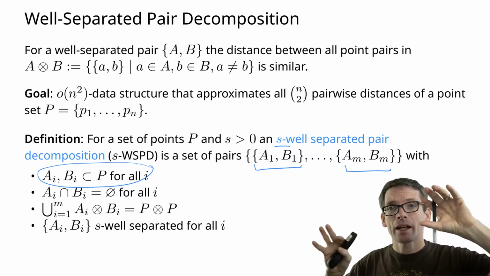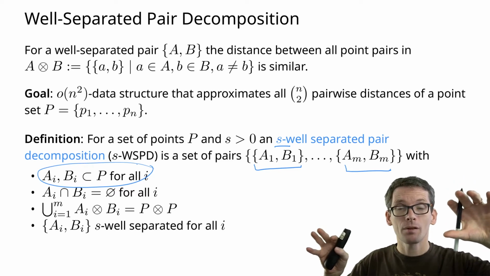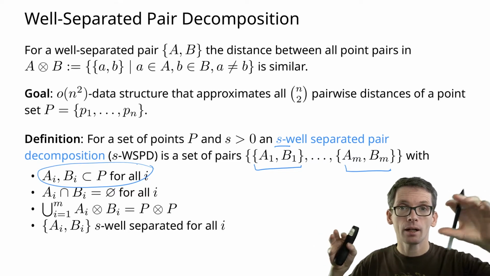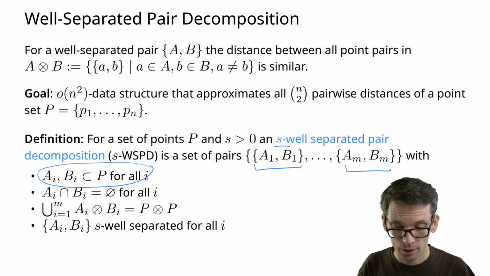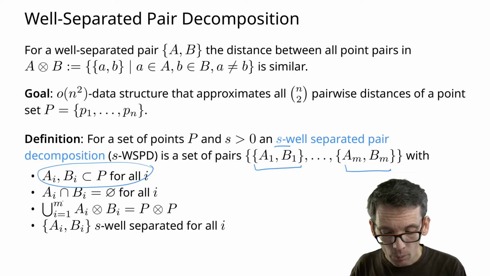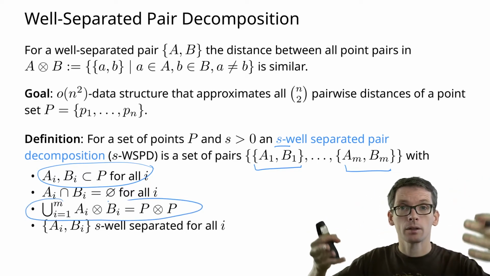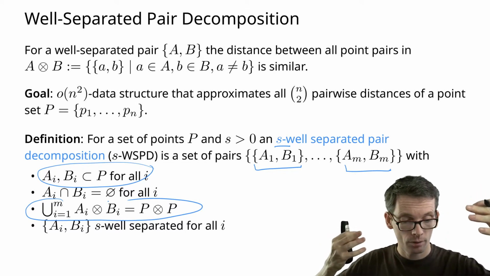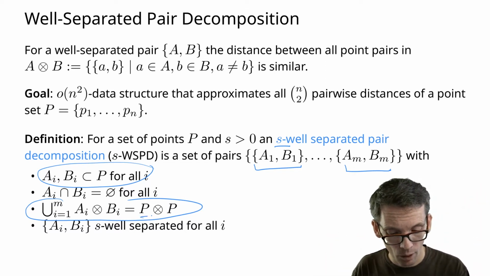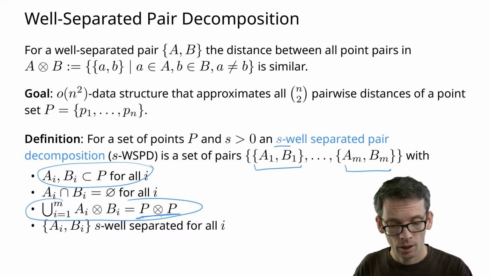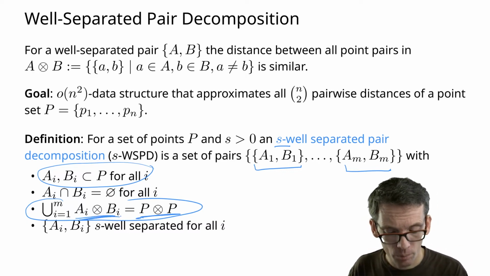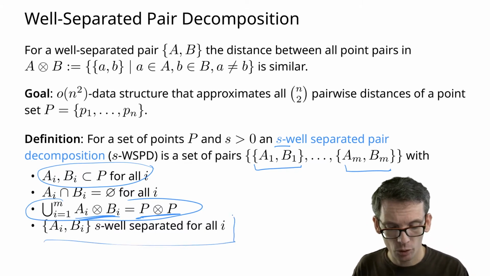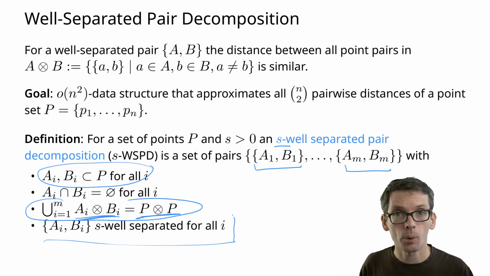If I have an Ai and a Bi, so a specific pair, then there should be no point that is in both Ai and Bi, otherwise it would also be difficult to well separate them. I want to have that the union of my pairs should cover all pairs of points. So for any pair of points in P, there should be a pair where this pair of points occurs. And all of these pairs should be S well separated.